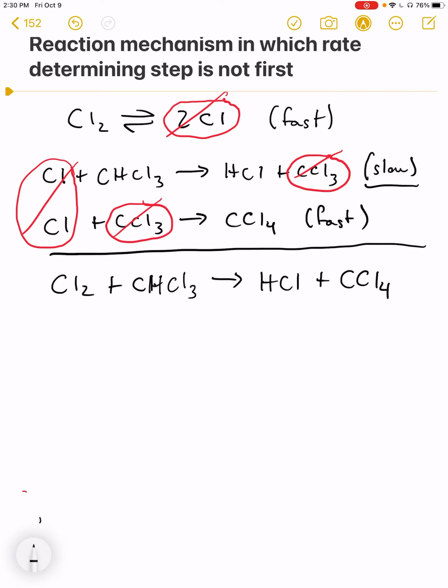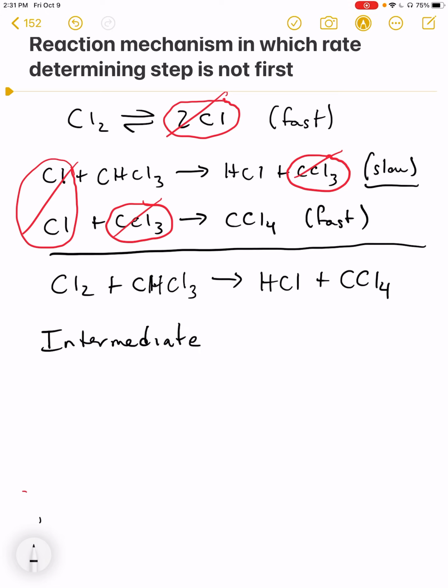Now, let's look at these products that canceled. You notice that these, if we look at our 2 chlorines, they are produced in the first step, and then they are used up in the second and third step. Or my CCl3 is produced in the second step and used up in the third step of the mechanism. These are going to be intermediates.